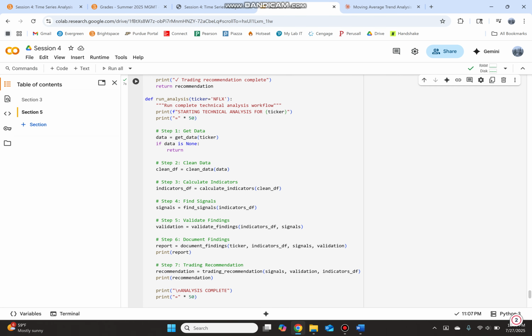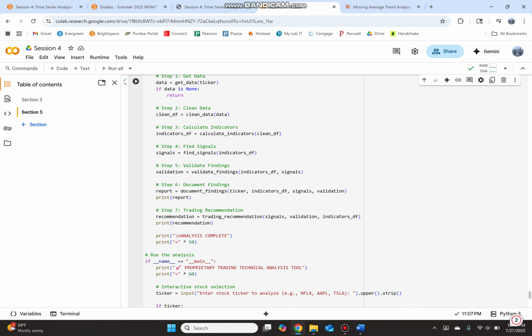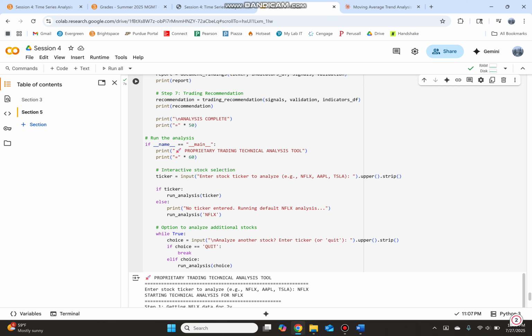And then it runs the full function, calling back each step. Step 1, get data, call the data function. Step 2, clean it, call the clean function, then indicator, signal, validation, report. And then step 7 is the recommendation. And then run the analysis is at the bottom.